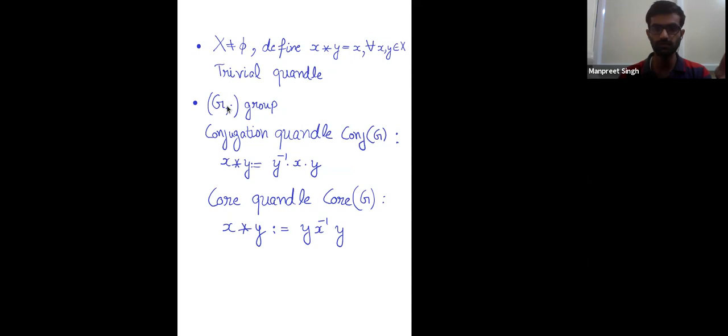Suppose we have a group G, then many examples of quandles can be given from groups. First we define the conjugation quandle. We define the operation x star y as y inverse x y, the dot operation inside the group G. One can check that under this operation G becomes a quandle, and we name it the conjugation quandle. Similarly, for the core quandle we define the operation in this form, y x inverse y, and these are called core quandles.